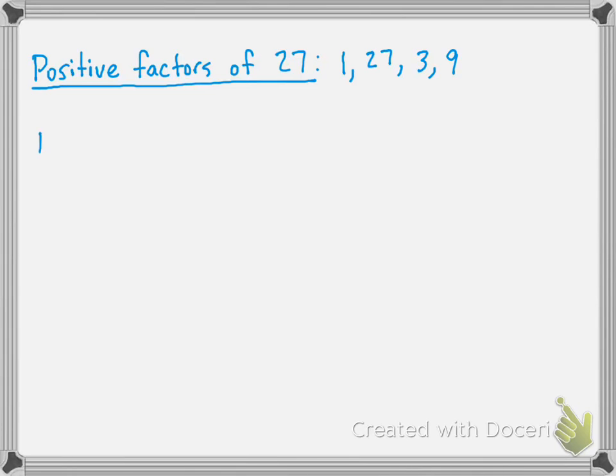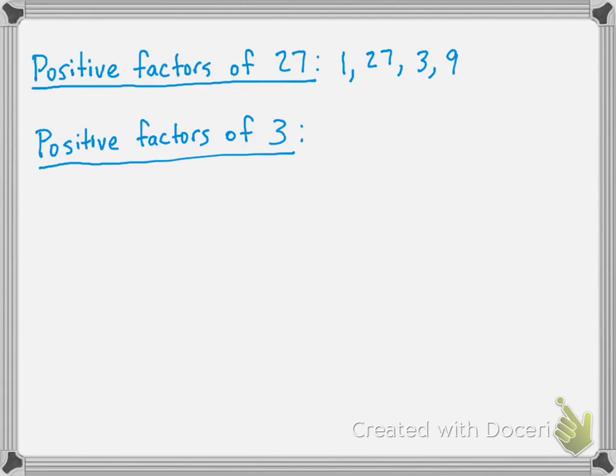All right, so then we're going to list down the positive factors of the leading coefficient, which was 3. And again, these are going to be our denominators of our possible rational zeros. And the only two positive factors of 3 are 1 and 3.